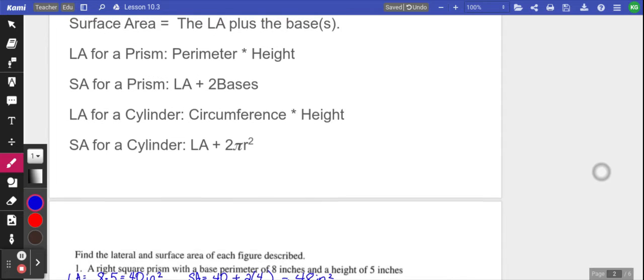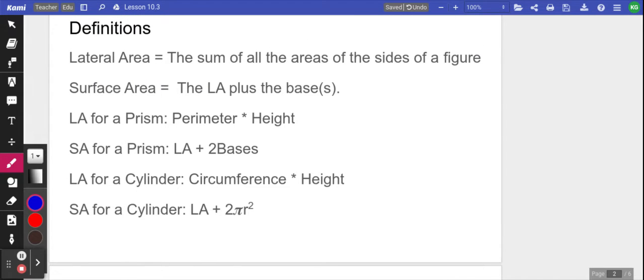So notice in our surface area for a prism, the LA is standing for the lateral area. So you do that first and then you add on the 2 bases.